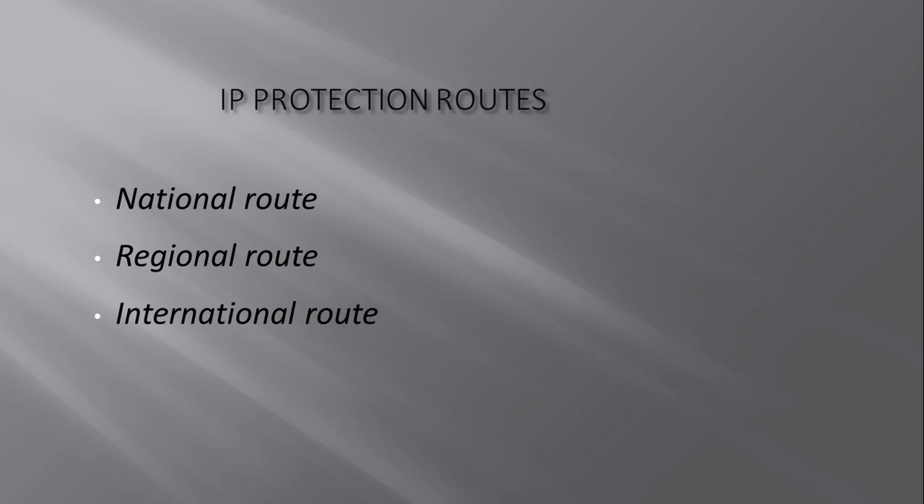The ARIPO is mainly made up of countries that are former British colonies, and the OAPI office is made up of countries that are mainly former French colonies. So if you file through a regional route, where ARIPO has 26 members or OAPI has 26 members, you select states, or what we call designated states, that are part of that regional office.